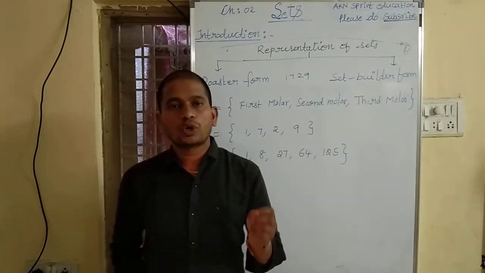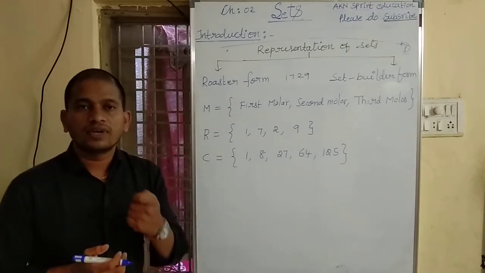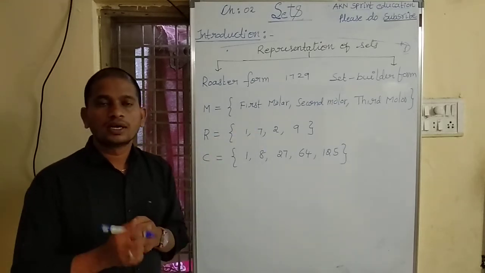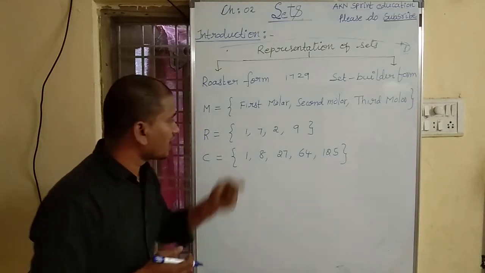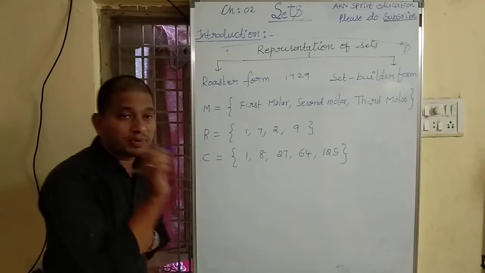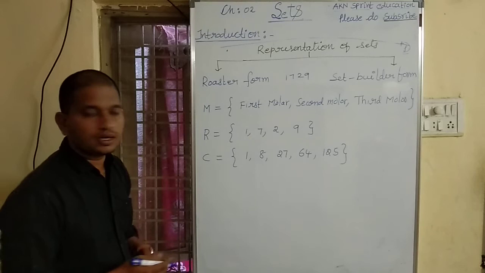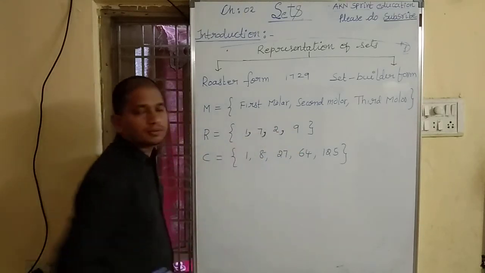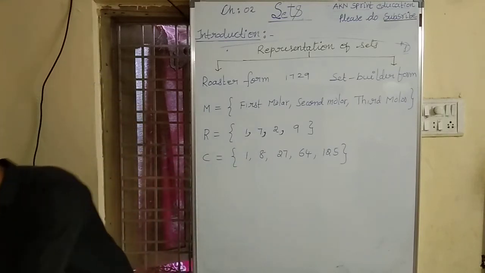And what do you mean by roster form? When we write the elements in the set in this way, I mean the elements are separated by commas and enclosed in the brackets, we are representing the set in this form. I mean we are separating the elements of the set by a comma.